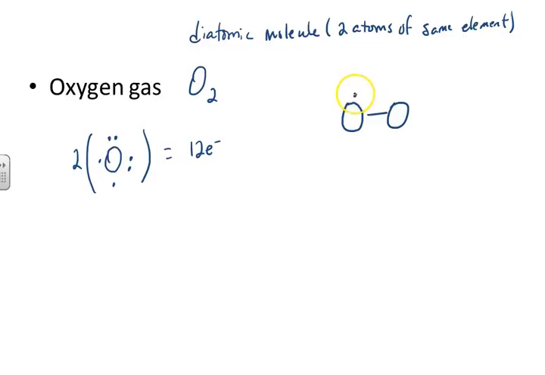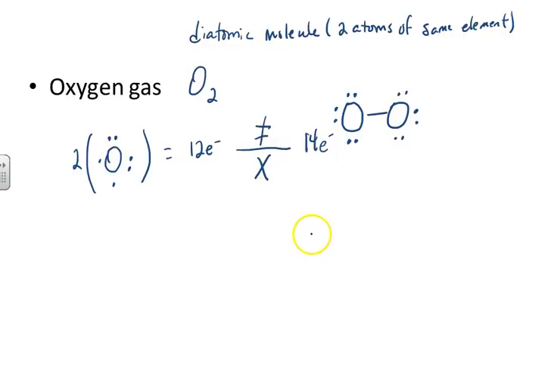We then supply each oxygen with enough electrons to make it have an octet. So that would be 2, 4, 6, 8. We total this up, 2, 4, 6, 8, 10, 12, 14 electrons. These do not equal. This is not a valid structure.